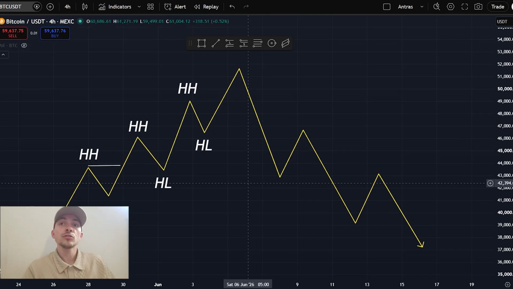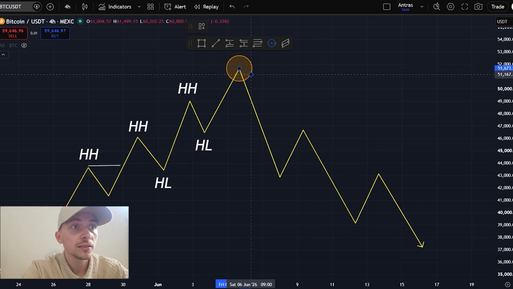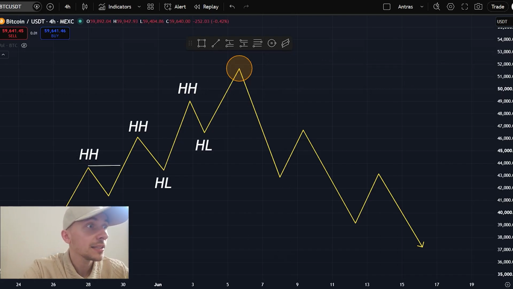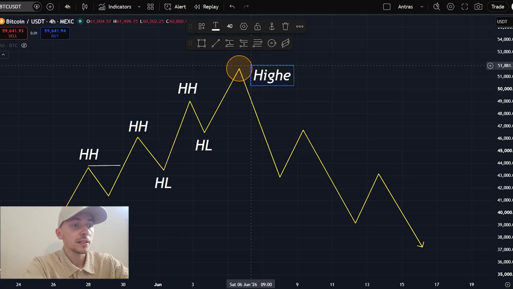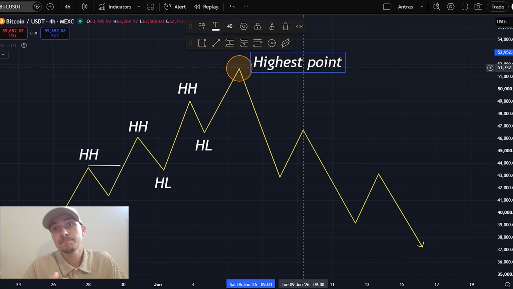Looking at the chart, we can see that at the top of the chart we have not a high, as we know that we have the highest point at this particular moment. So it's not a high, it's going to be the highest point. We're going to talk about it in future lessons, about swing highs and swing lows, but now we need to concentrate on the change of character.